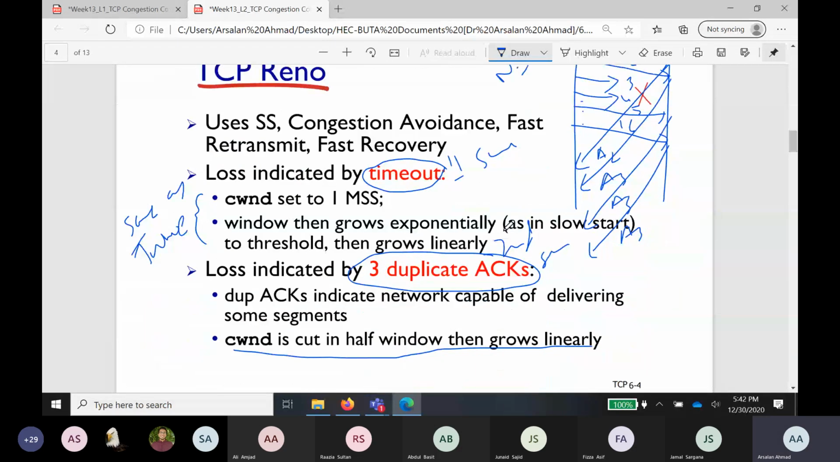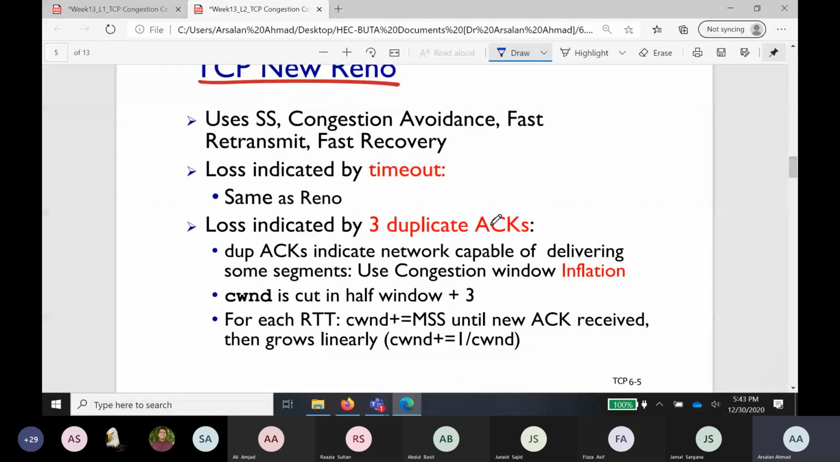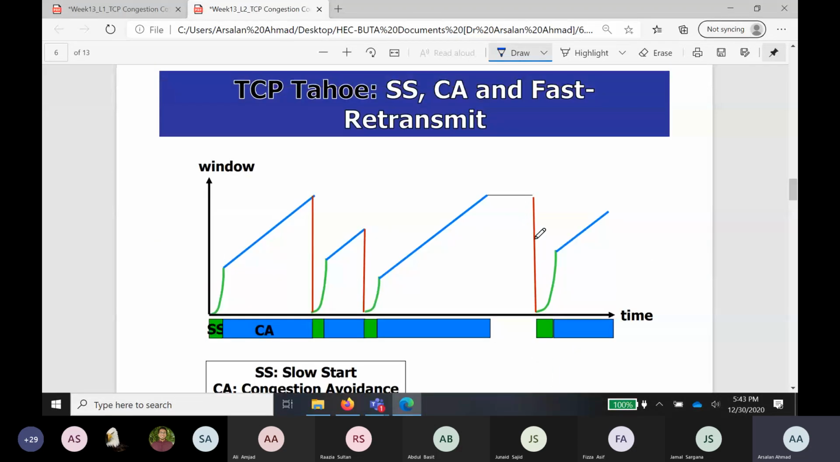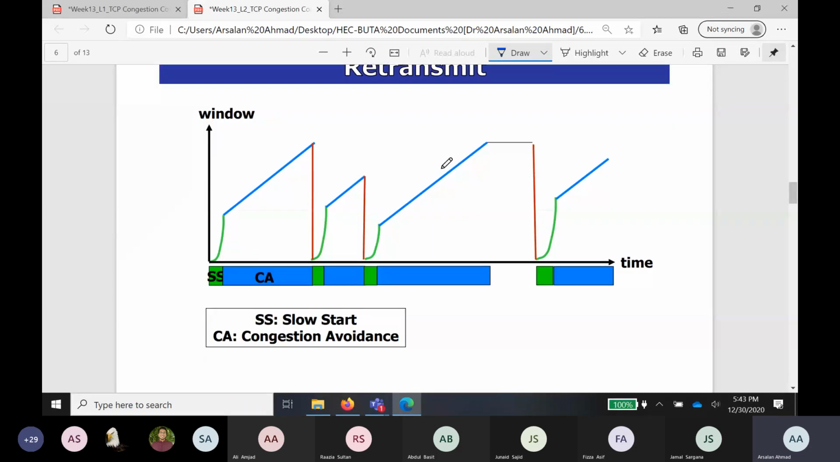Let's have a look at the difference between the working of Tahoe and Reno. We'll come back to New Reno later. So this is Tahoe: slow start, congestion avoidance, fast retransmit, no recovery. This is the slide being shown over here, the pictorial representation, the graph.